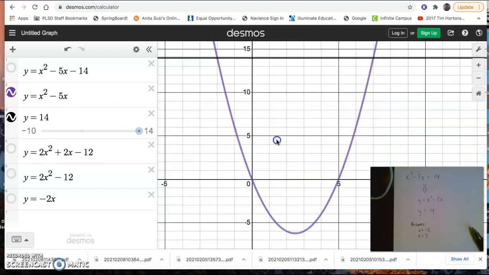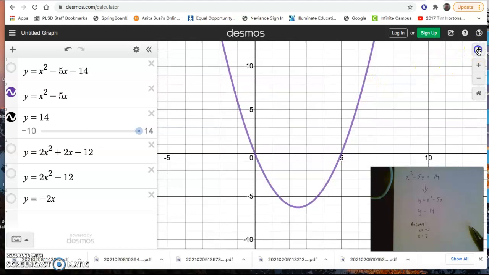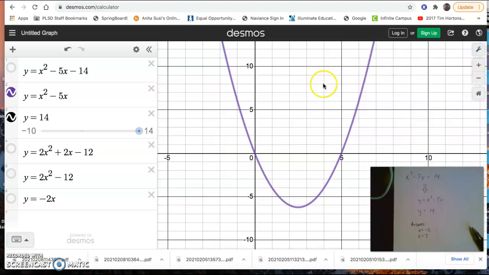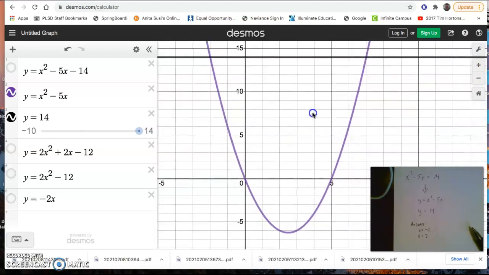Remember, I can move this around like this, or I can change the x and the y grid by punching in new numbers for the x-axis and the y-axis. But in this case, aha, the line y equals 14 was way up here. This is where they intersect at negative 2 comma 14. That x value is negative 2. That's the answer to the equation. And over here, 7 comma 14, x equals 7, is also an answer to this equation.